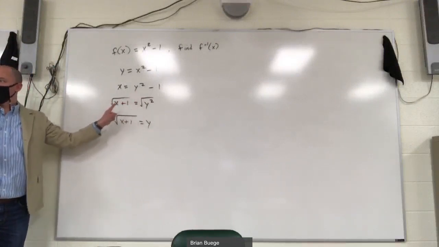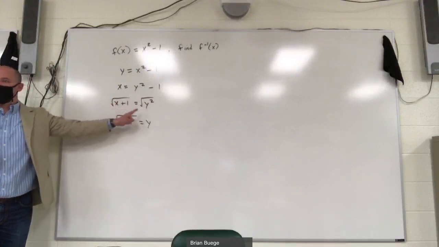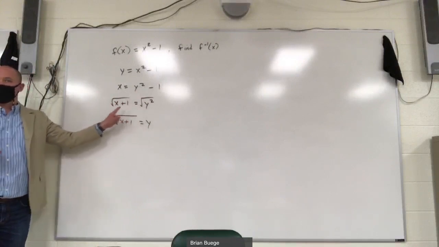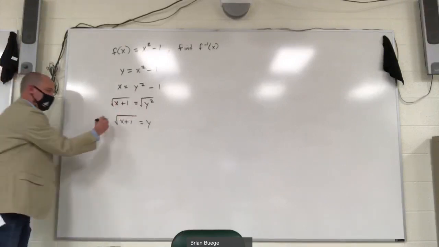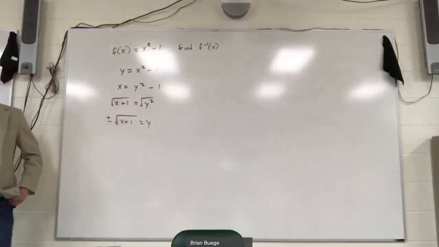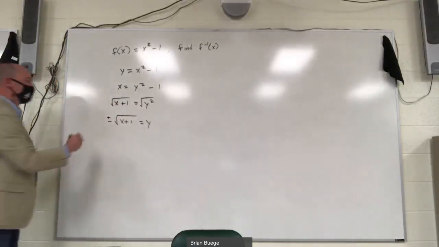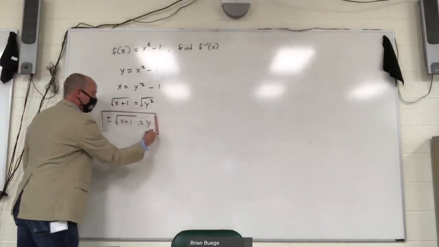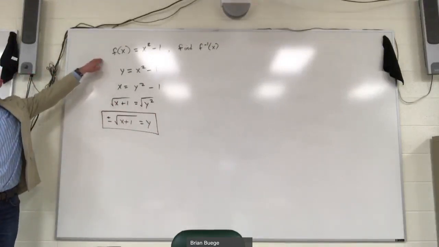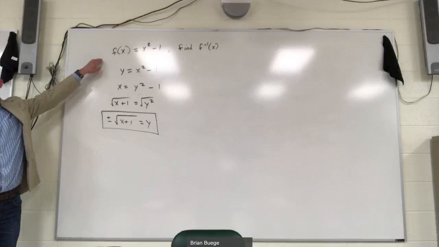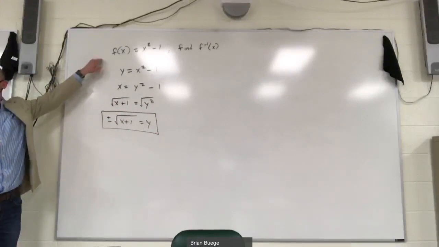We did this back when we were solving radical equations. When you take the square root, you always have how many answers? Plus or minus. There's a plus or minus in front of that, and I'll show you why it matters in just a second. This is the inverse of this original function. And like I said, I'll show you graphically. You're not going to have to graph it, but I want you to at least see it so it makes sense to you.